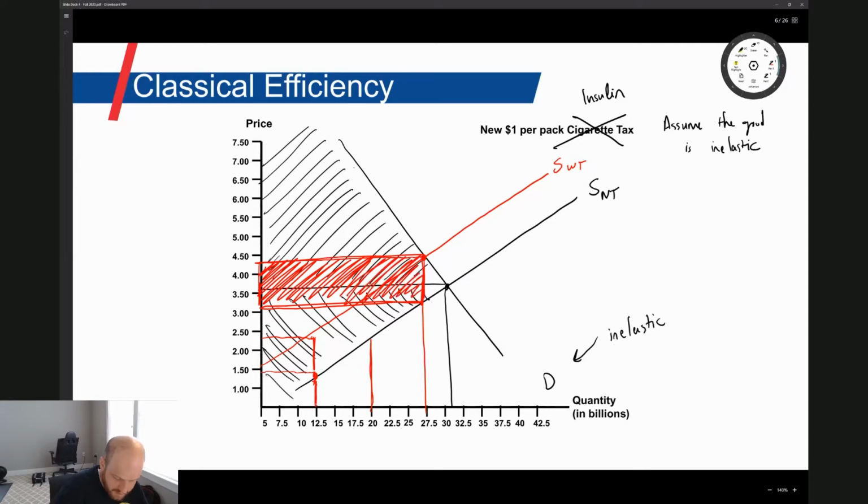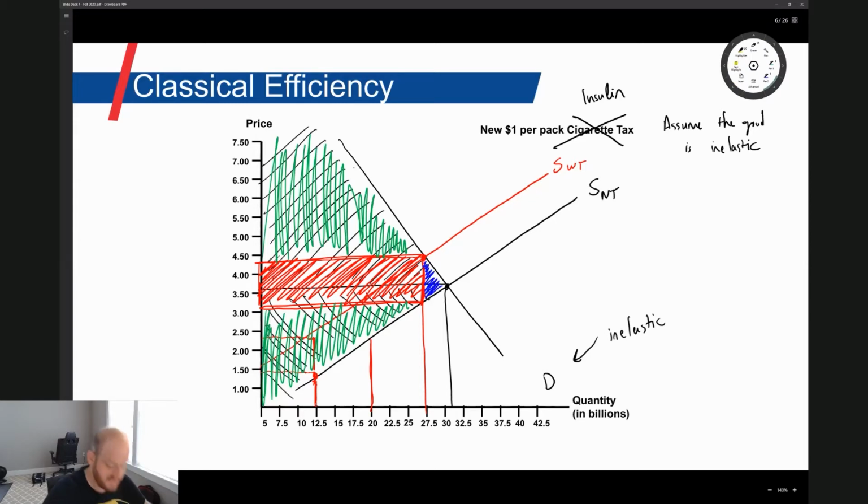We have this new area of producer surplus. We have this new area of consumer surplus. And we have this area of deadweight loss. So even with a good that is an absolute necessity, a tax does create a deadweight loss. It might be smaller, but certainly a deadweight loss still exists.